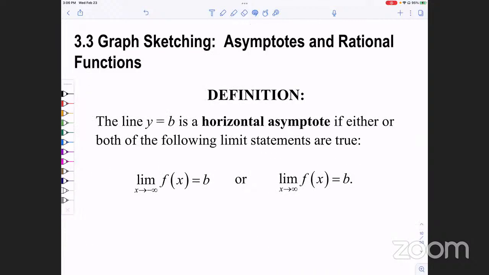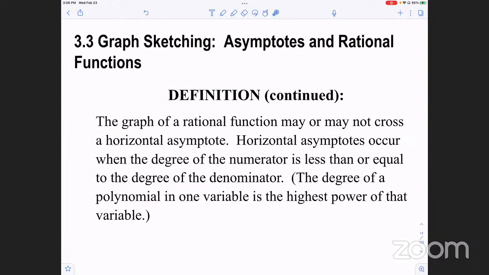And then we have this definition. The line y equals b is a horizontal asymptote if either or both of the following limit statements are true. As x goes to negative infinity, y approaches some number. Or as x goes to positive infinity, y approaches a number. So as x goes either to the far left or the far right, it's a horizontal asymptote if y approaches some number. A rational function may or may not cross a horizontal asymptote.